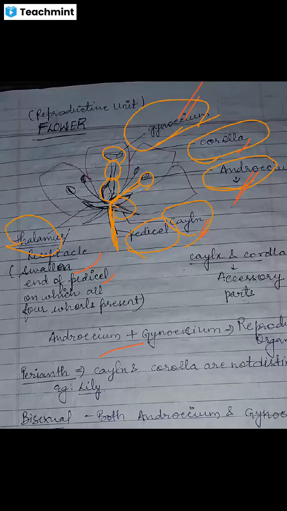Now, what is a perianth? There are some terms that should be clear to you. First is perianth. Perianth is when the calyx and corolla are not distinguished. That type of arrangement is called a perianth. Okay, the example is the lily. In the lily, the petals and the sepals are not distinct. You cannot identify which one is a petal and which one is a sepal. So that type of arrangement is called perianth.